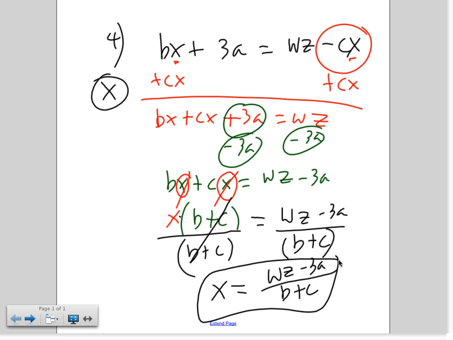And this is how we solve for a specific variable with variables on each side. Yes, great.